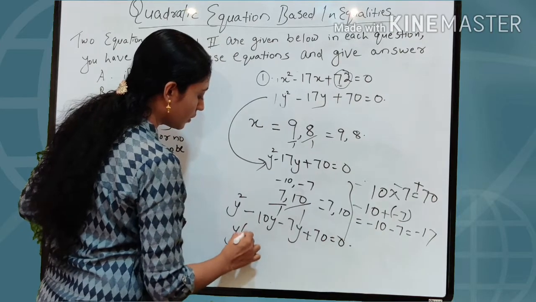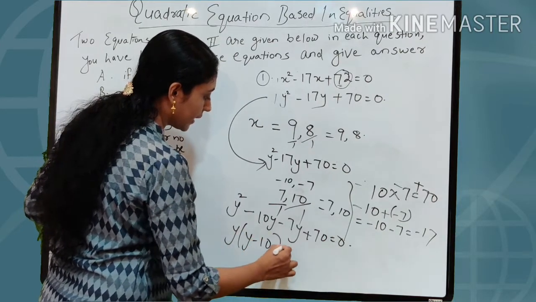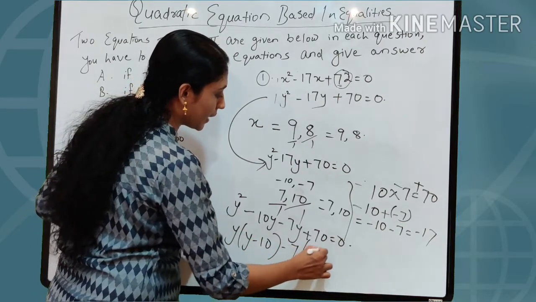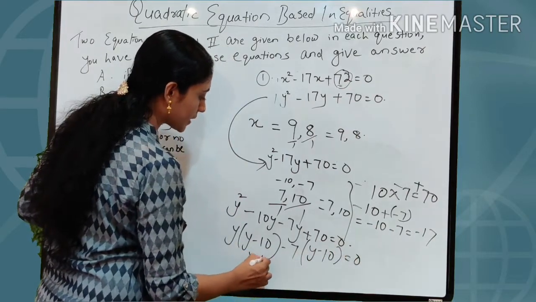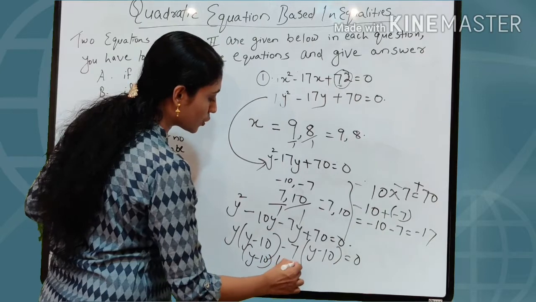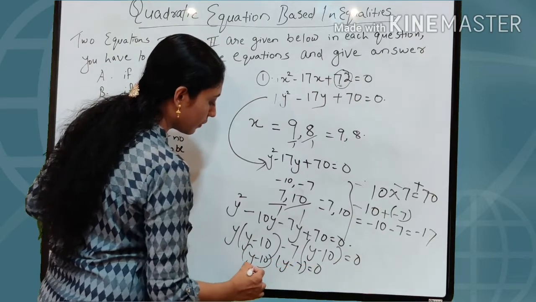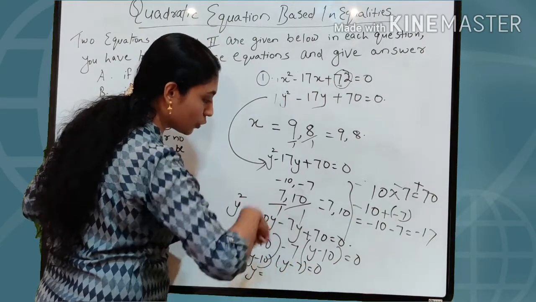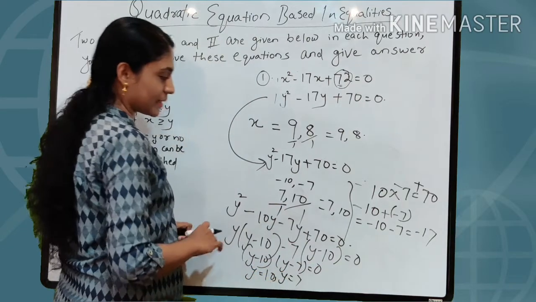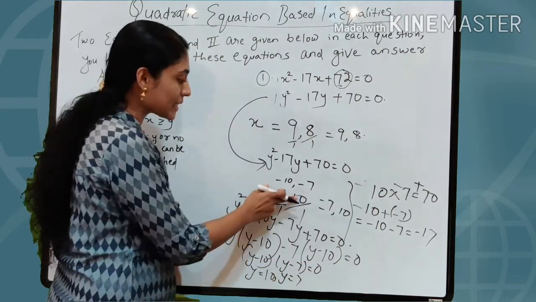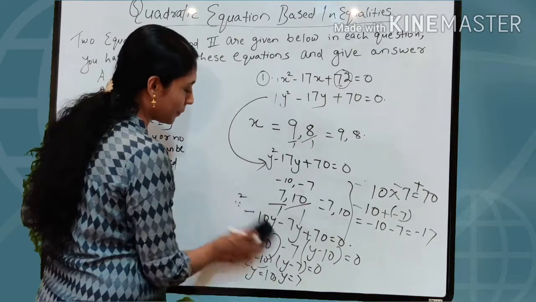Taking y as common, y minus 10. Again taking minus 7 as common, y minus 10, right? Equal to 0. Here we can write y minus 10 into y minus 7 is equal to 0. From here we will get the values: y is equal to plus 10 and y is equal to plus 7. That's why we have written plus sign here, plus 7 and plus 10, right?